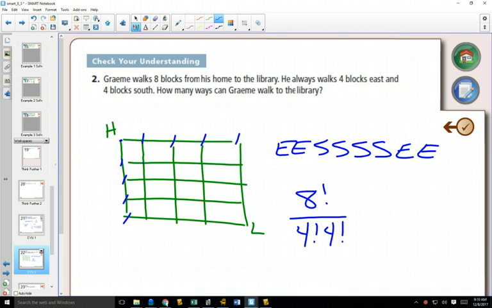How? Can you draw out all 4? 2. You could go this way, east and then south, or south and then east. How about this one? South and then east, south, east and then south, or east, south, south. This one's going to be 3. And by symmetry, that's going to be 3 as well.